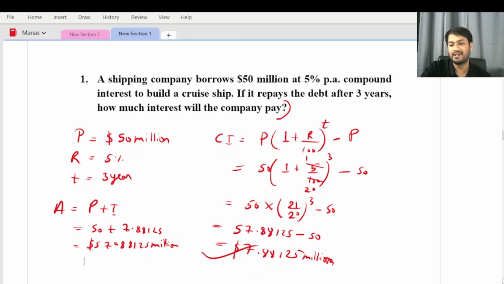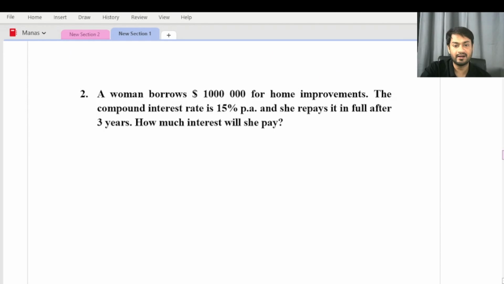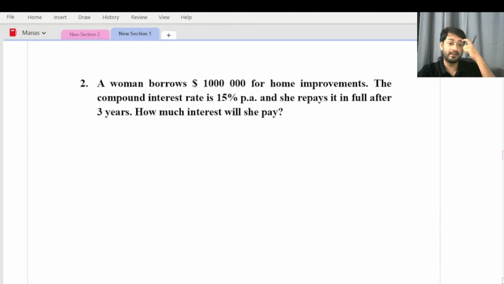So this is very easy, I feel. Let's go to the next question and see how it works. So there's a woman who borrowed how much amount? Principal amount is 1 2 3 4 5 6. Okay, so it is almost 10 lakh rupees. Yeah, it is 10 lakh rupees.